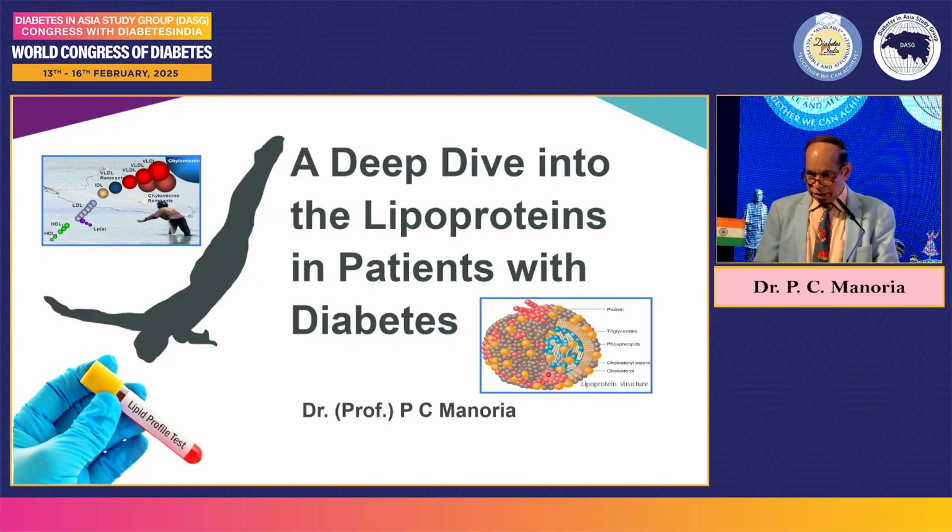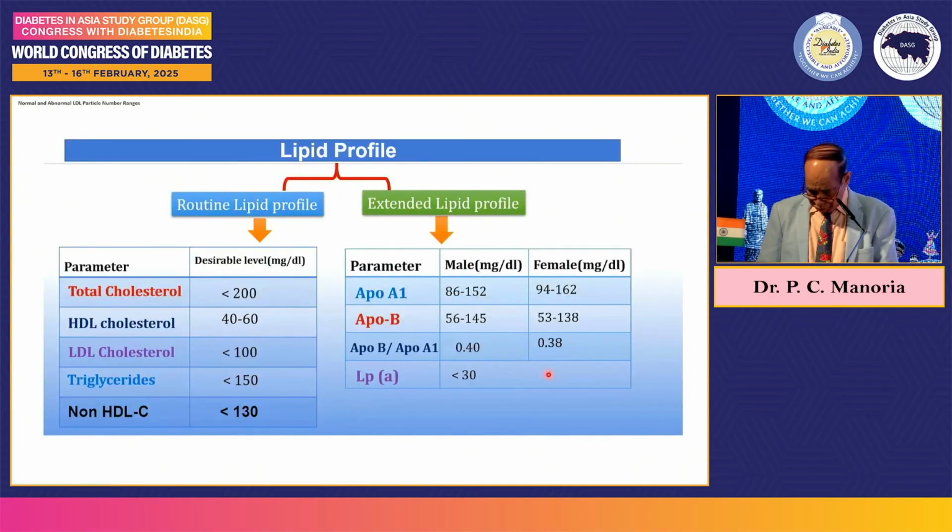For the next 20 minutes or so, I'll be talking on a deep dive in lipoproteins in patients with diabetes. The conventional lipid profile is seen on the right side of the screen, and all of us are very familiar with this. The extended lipid profile, which we do on some occasions, includes ApoA1, ApoB, ApoE, the ApoB/ApoA1 ratio and LPA, on the other side of the screen.